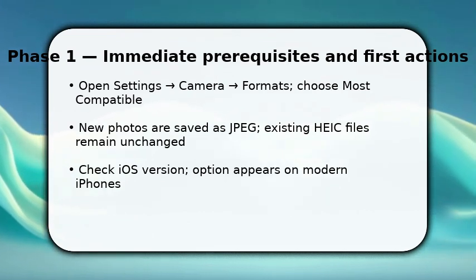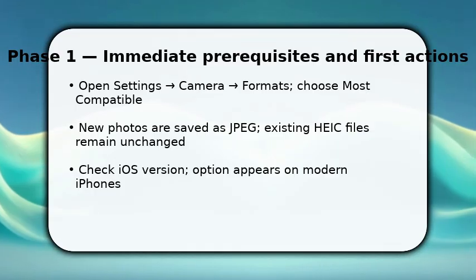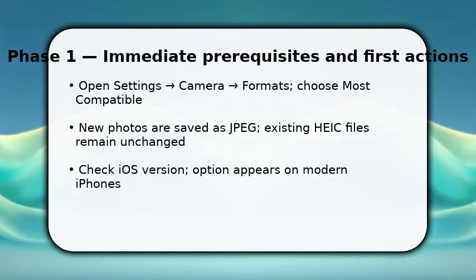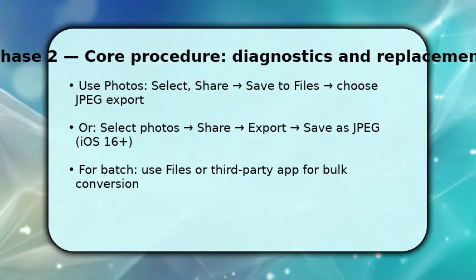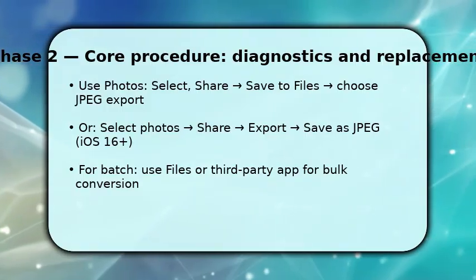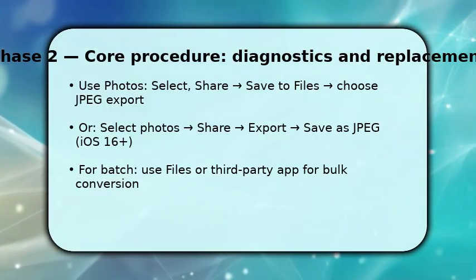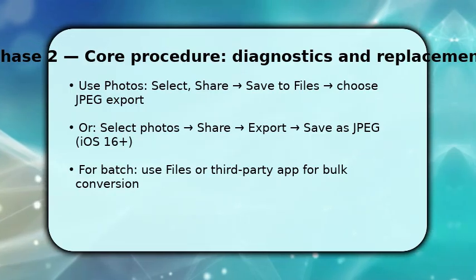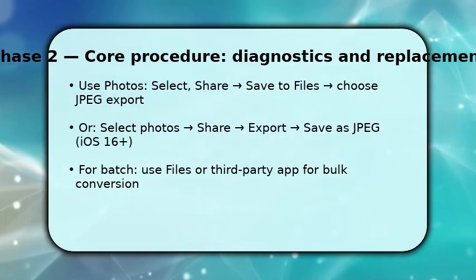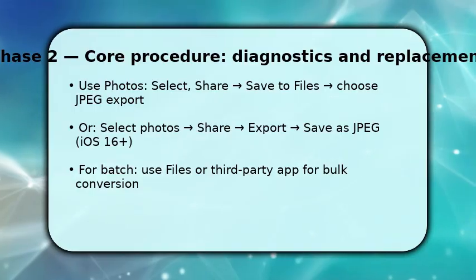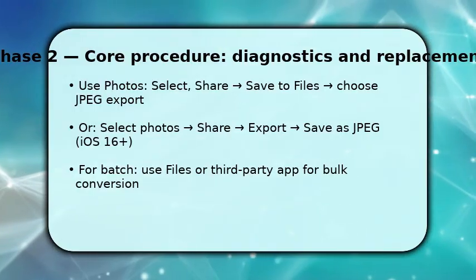Now convert photos you already shot. Open Photos, select the HEIC images, tap Share, then Save to Files. When you export to a location, iOS often writes a JPEG copy depending on the export path. Alternatively, on iOS 16 and later choose Share, right arrow, Export, right arrow, Save as JPEG for explicit conversion.